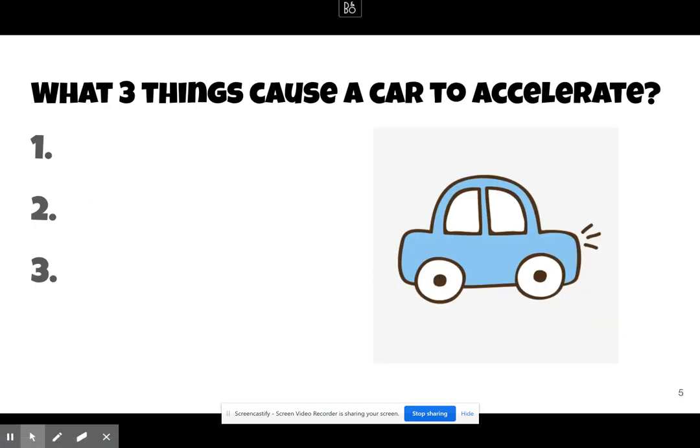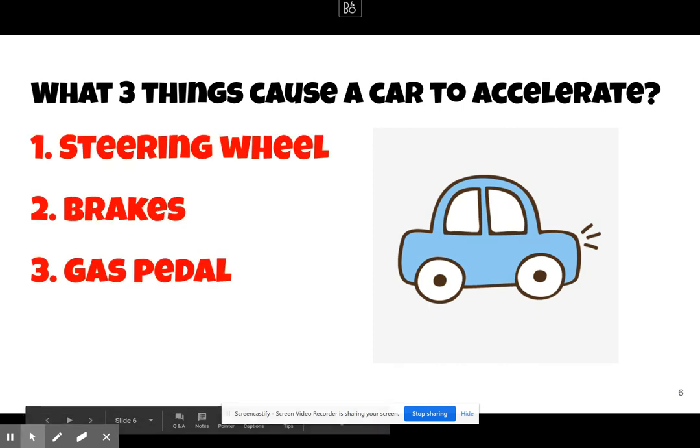So I want you to take a moment and write down 3 things that can cause a car to accelerate. So the 3 things that I came up with was 1, the steering wheel, because that causes the change in direction, brakes, the decelerating, and then the gas pedal accelerating.